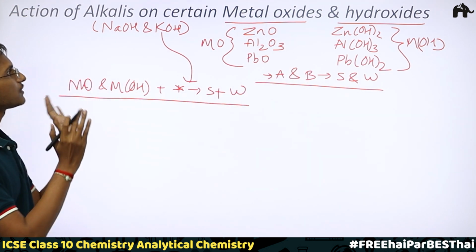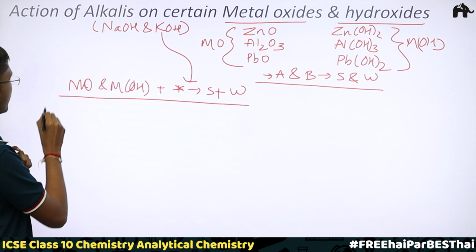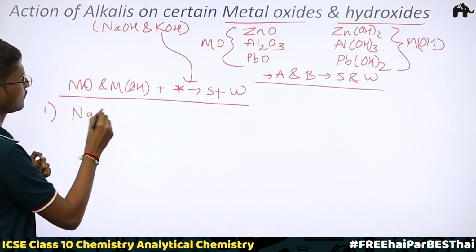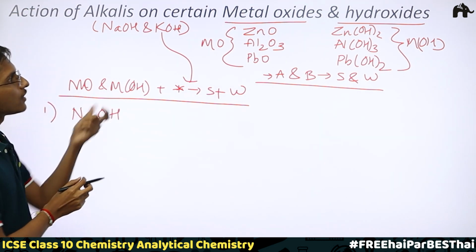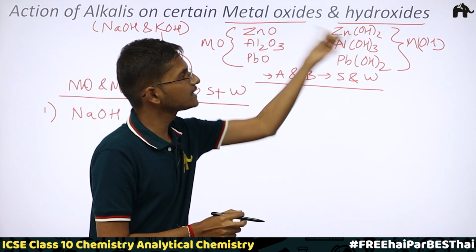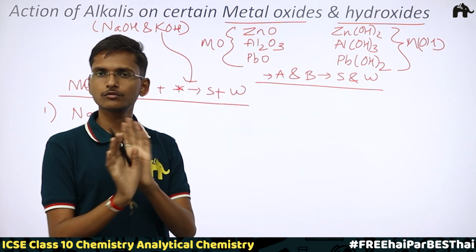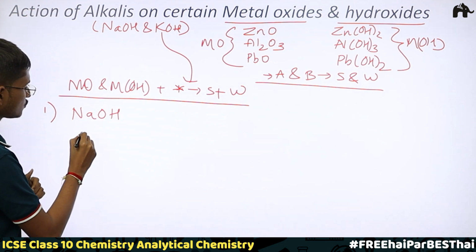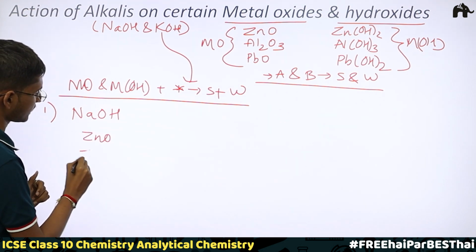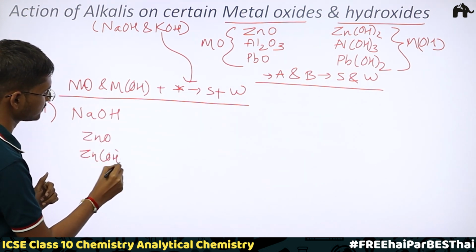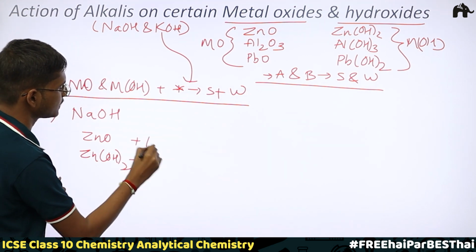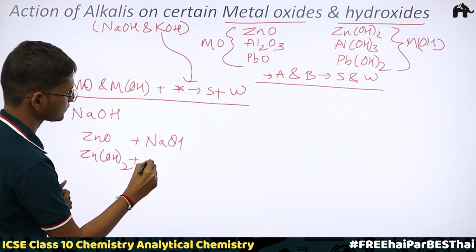Come and react. So first I would take the reaction. First I would see the action of NaOH on zinc oxide and zinc hydroxide. One by one we would go, very simply, very easily. So zinc oxide and zinc hydroxide, come here. Now let's see their action with NaOH.